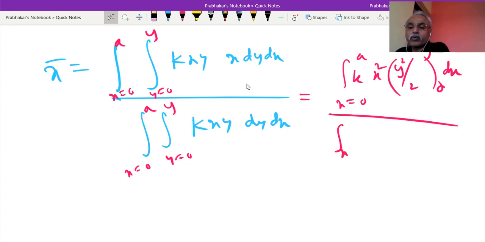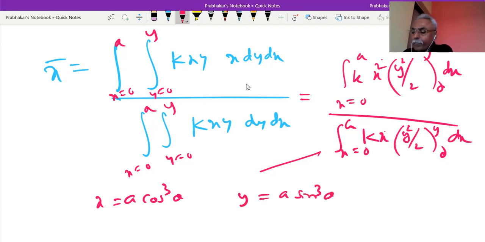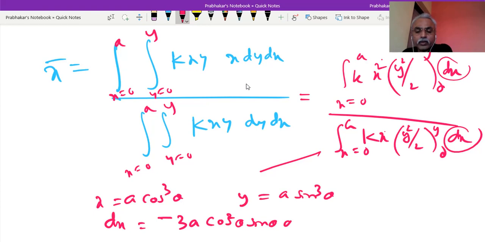Very similarly, x equal to 0 to a, k into x as it is, y becomes y square by 2. Here x square is there, here x is there. It is the difference. 0 to y dx. Now what all we have to do is, convert this into parameter equation. For parameter equation, you have to put x equal to a cos cube theta. For asteroid, you have to remember this, y equal to a sin cube theta. And you want dx. Only find dx value. So dx equal to minus 3a times cos square theta into sin theta d theta.